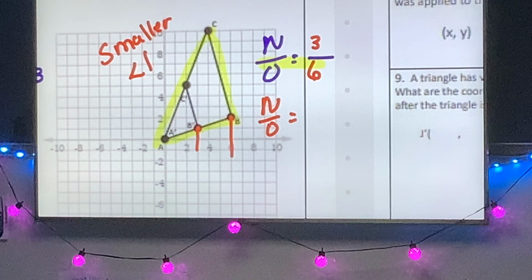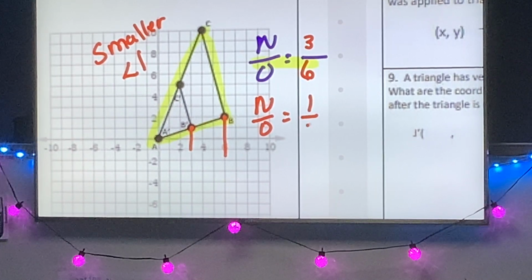And what does it give you? 1/3. Perfect. Ask yourself that question: is it less than 1? Is 1/3 less than 1? Yes. If you don't know if it's less than 1, in your calculator, type in 1 divided by 3 and hit enter.